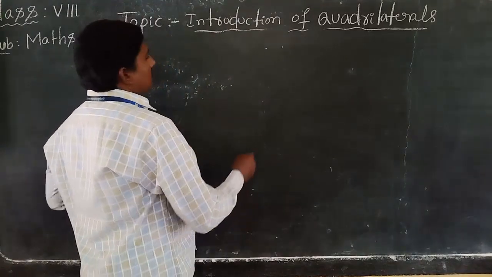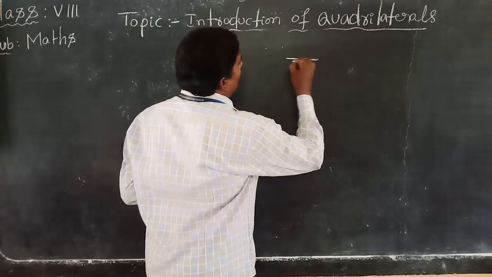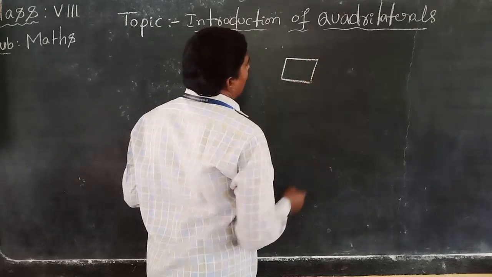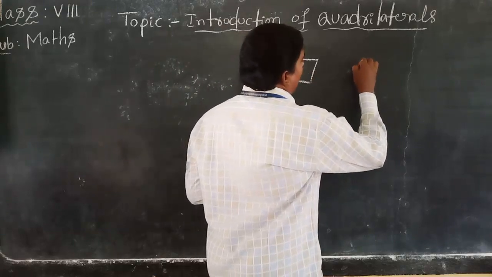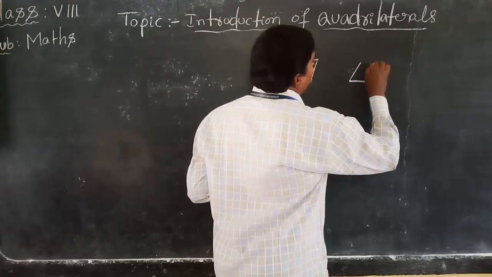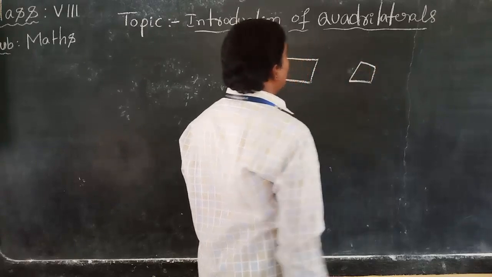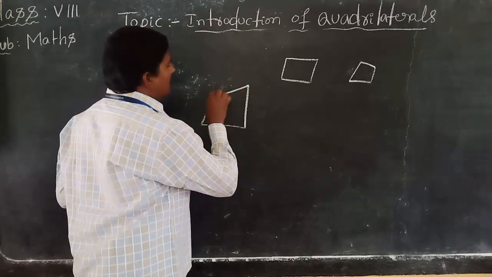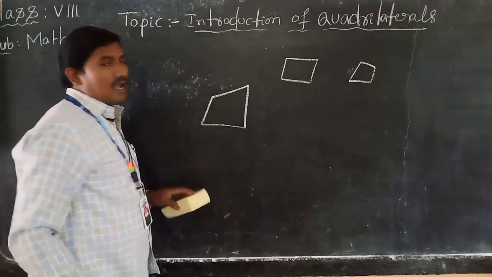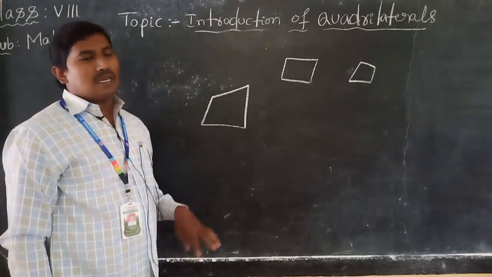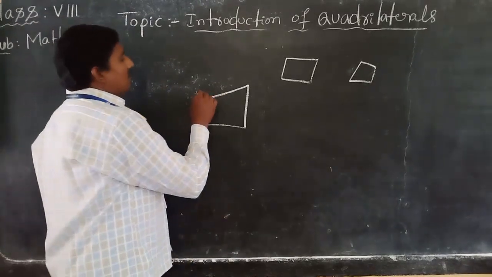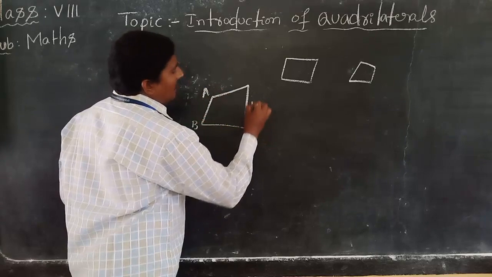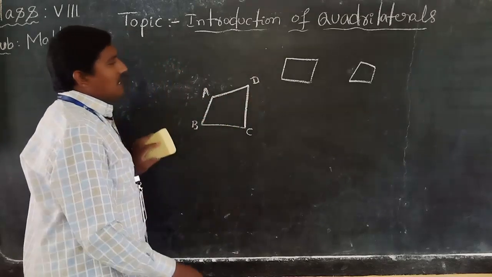Quadrilateral: a diagram or a figure made with 4 line segments is called a quadrilateral. If 4 sides are there, that is enough. For example, here we are taking this ABCD quadrilateral.